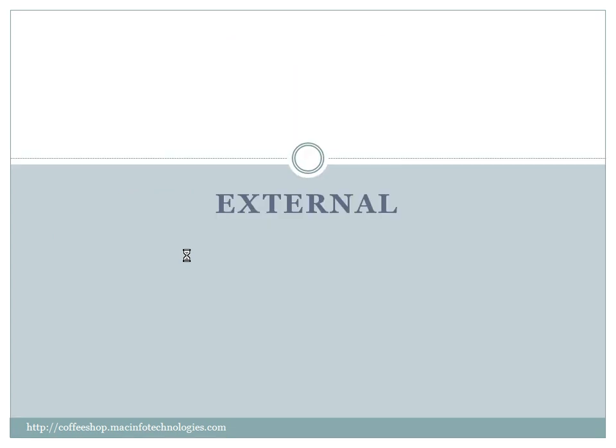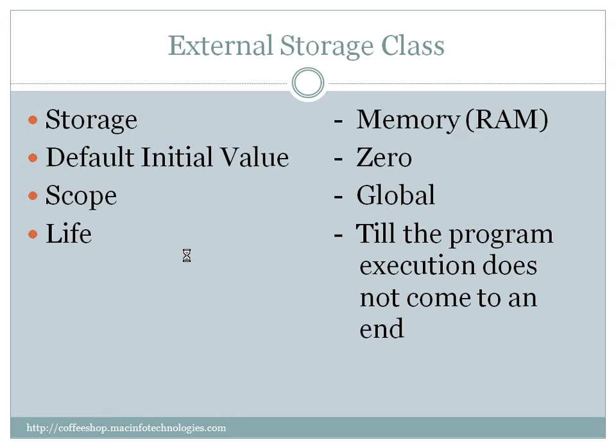So the last type of storage class is external. For the external storage class, the storage location is RAM. Whenever you declare a variable as external, actually you don't have a keyword called external, you will be declaring it outside all the functions, even outside the main function. So this is also called a global variable.